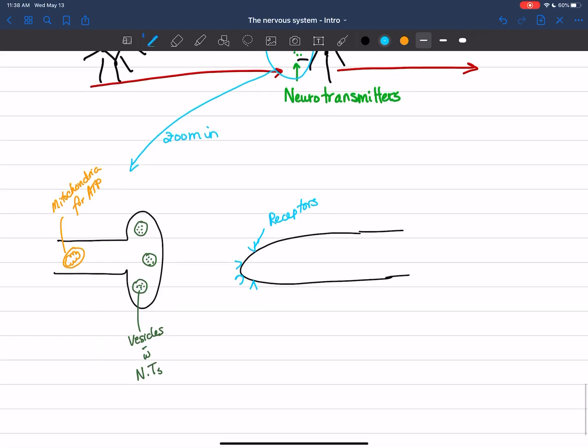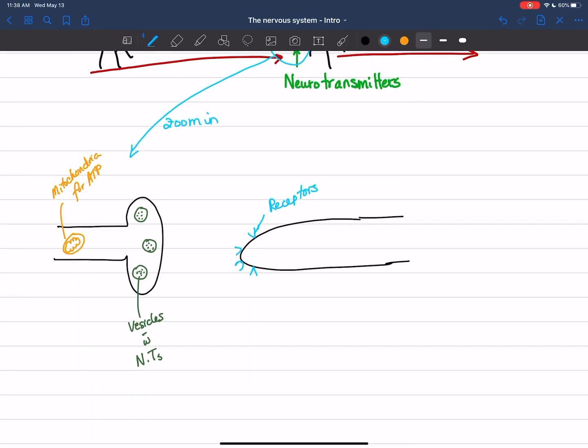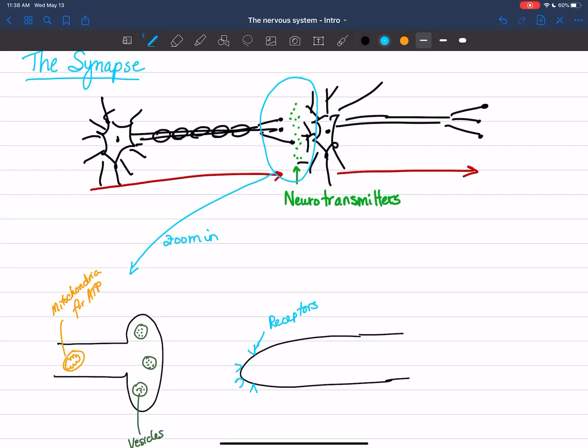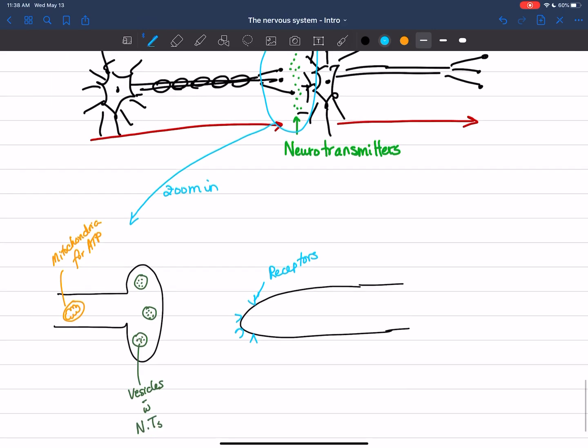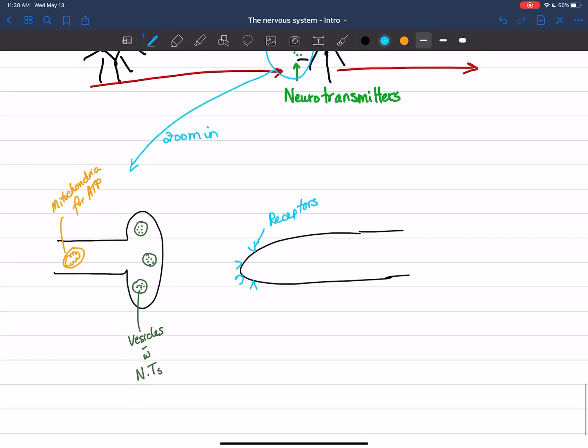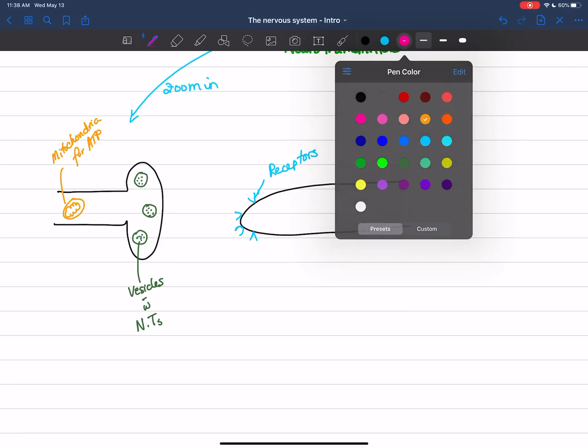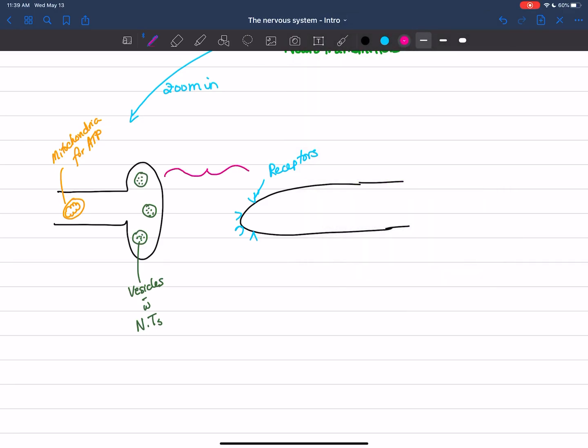So I have the synaptic knob of the presynaptic neuron, that's the neuron that comes before the synapse. And then I'm going to have the dendrite of the postsynaptic neuron, that's the neuron that comes after. And by the way, the space here is known as the cleft or the synaptic cleft. That's the space in between the two neurons.